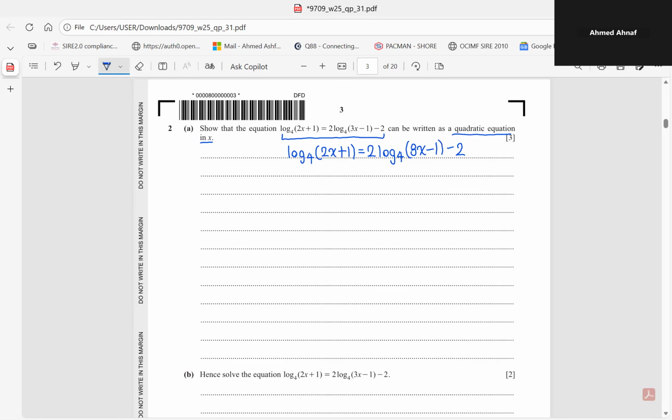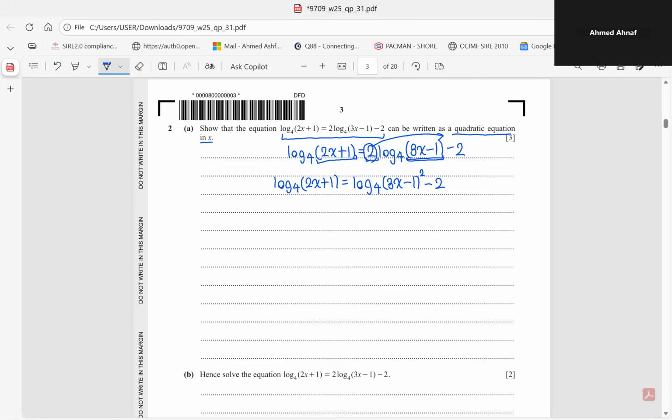Okay, so first things first, what I realize is we have this coefficient here, and this coefficient would have helped if the number outside of our base was the same, but in this case, they're not the same. So what we can do with this coefficient is bring it up to be the power of whatever this number is. So we will get log base 4 of 2x plus 1 equals log base 4 of 3x minus 1 squared, minus 2.